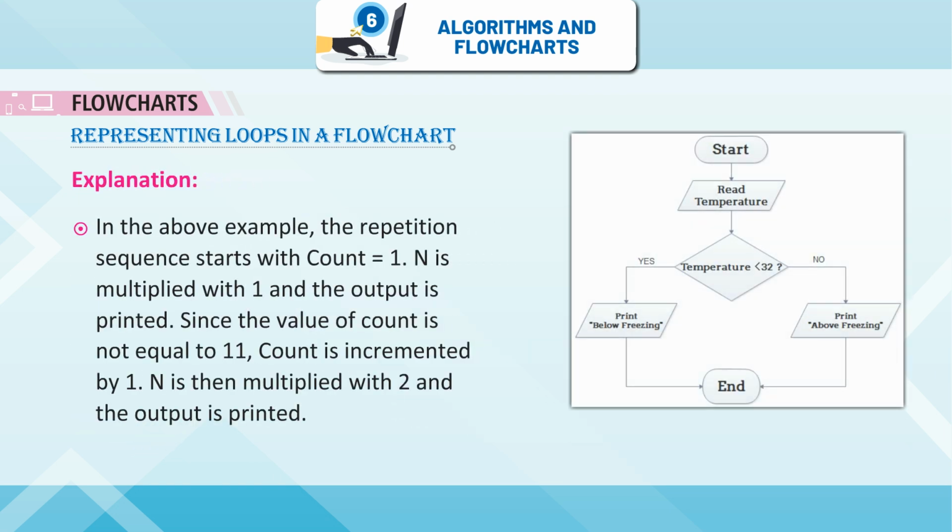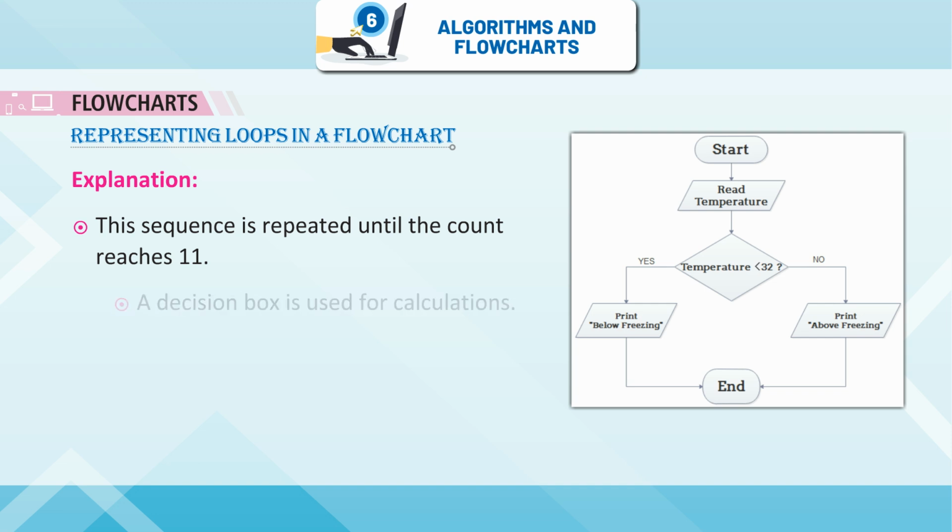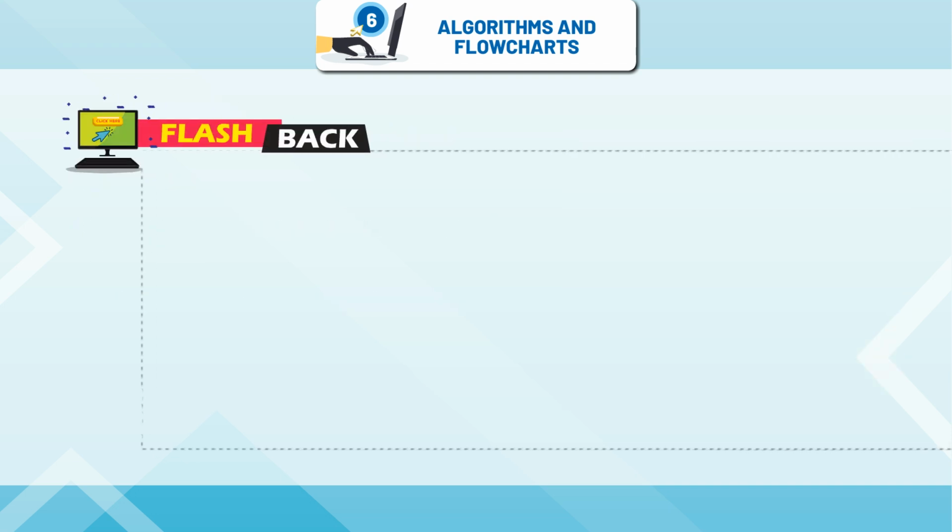Explanation. In the above example, the repetition sequence starts with count equal to 1. n is multiplied with 1 and the output is printed. Since the value of count is not equal to 11, count is incremented by 1. n is then multiplied with 2 and the output is printed. This sequence is repeated until the count reaches 11. A decision box is used for calculations.